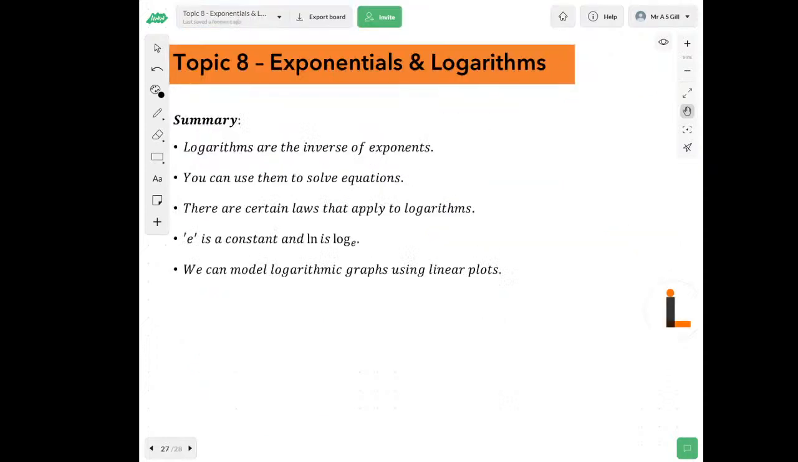As always, a quick summary here about what we've looked at today. Reminder that logarithms are the inverse of exponents of powers. E is a natural number and ln is a natural log, which has log base e. We can use them to model linear plots and to solve equations as well, and the specific log laws that we looked at too.